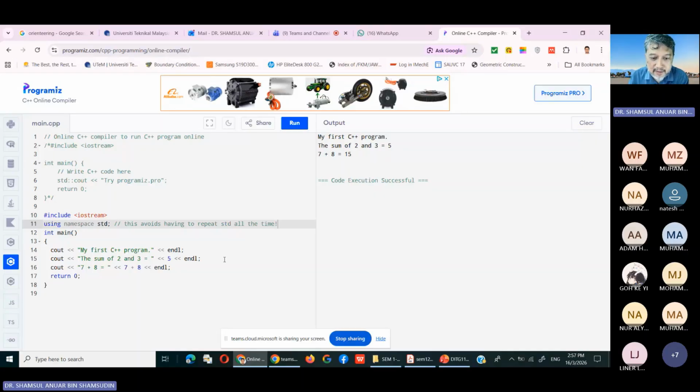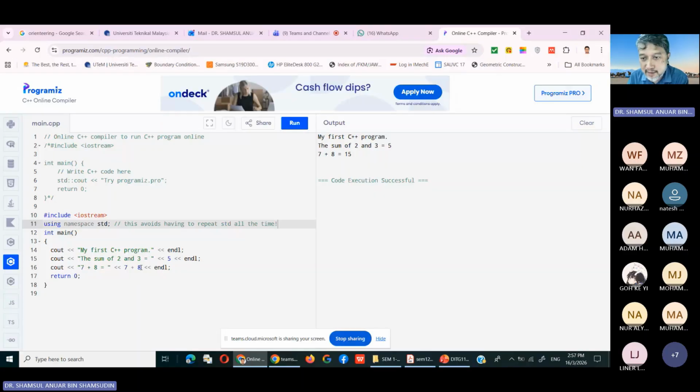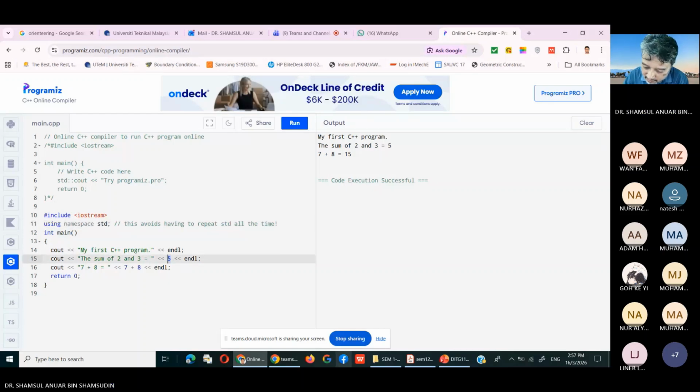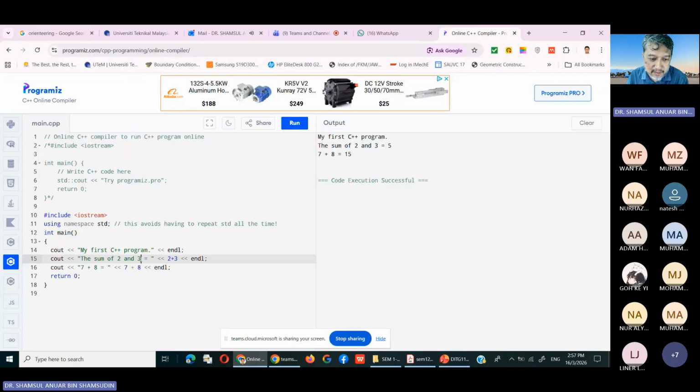And the third one, endl will go to the next line. So the third one is this thing, 7 plus 8 equals. So here we want the computer to do the calculation for us. So we don't want to be the one to do the calculation. So here, if I put 2 plus 3, or change this to 2 plus 5, the computer will do the calculation. Now that is 7.